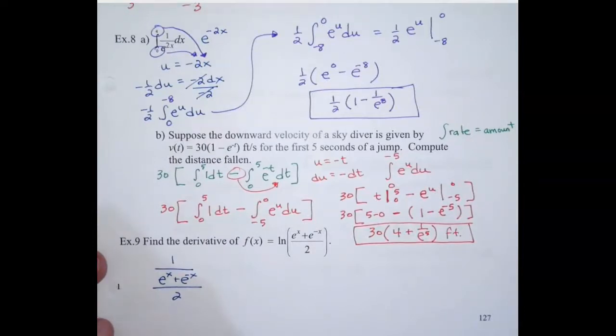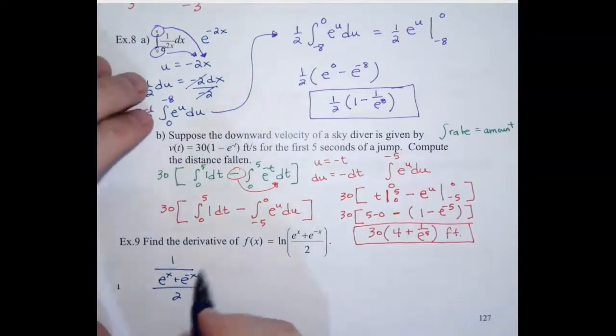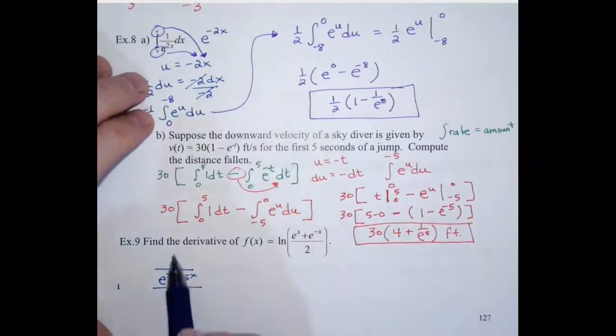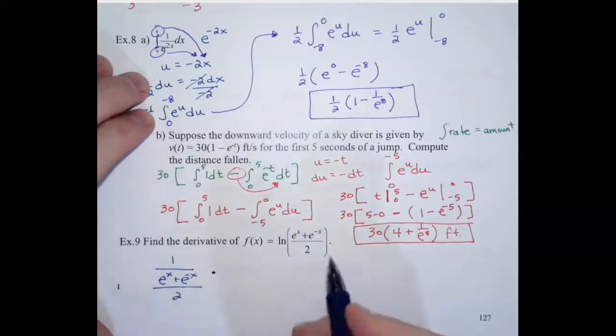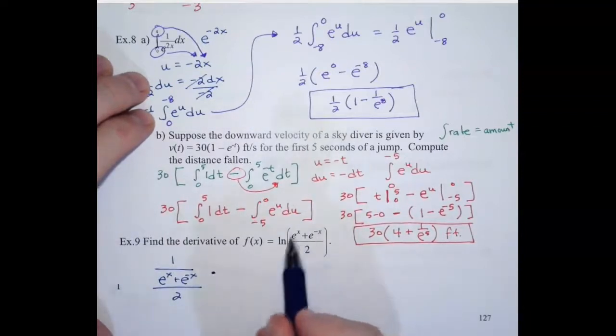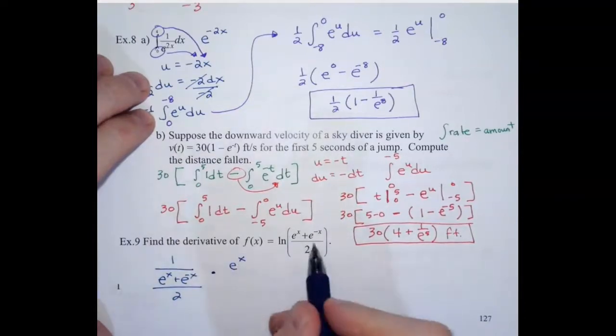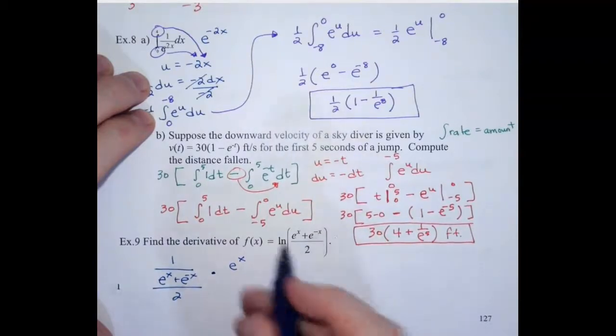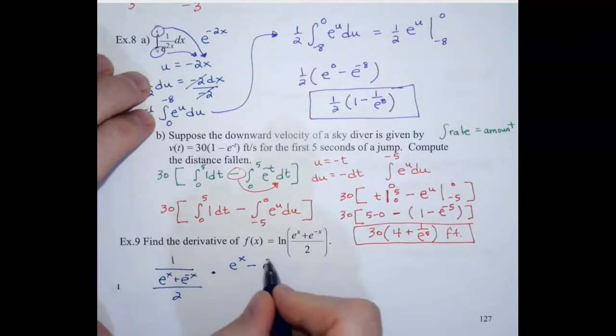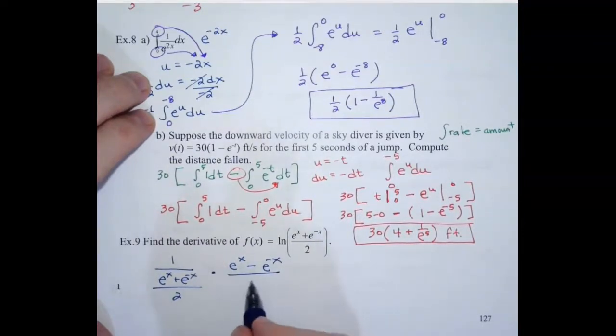Okay? Now, so the derivative of the natural log is 1 over u times du. So we need to multiply by the derivative of this. So the derivative of this is just going to be e to the x. The derivative of this is going to be e to the negative x times negative 1. So that's going to be this. And then there's just 1 half, but so nothing's really going on there.